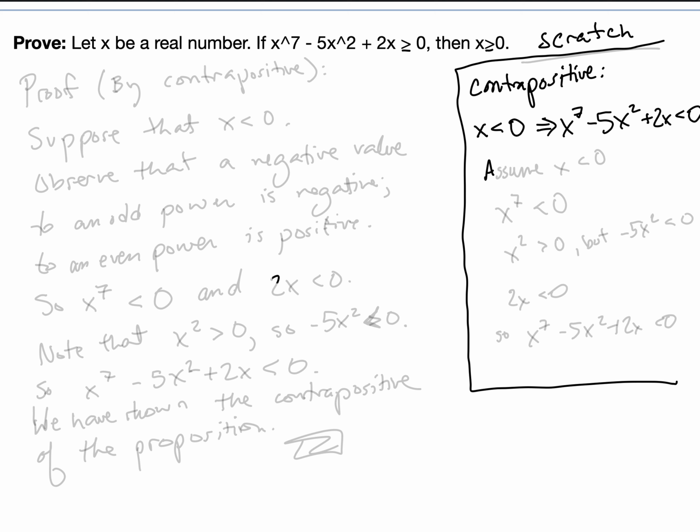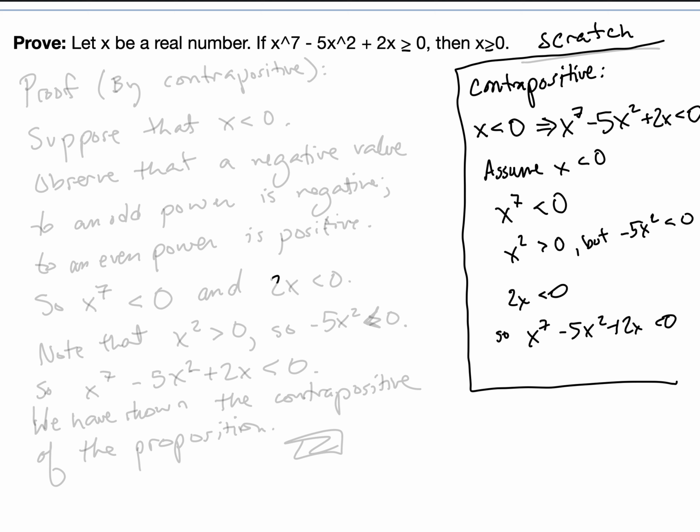So if we are assuming that x is less than 0, then what do we know about x to the 7th? So we have a negative number to an odd power, and we know that that is going to be less than 0. If we look at x squared, that's going to be greater than 0. It's a negative number to an even power, but negative 5x squared will be less than 0, negative times that. And 2x, 2 times the negative number, will also be less than 0. So when you add those negative quantities together, x to the 7th minus 5x squared plus 2x will be less than 0. Okay. So that's how our proof works. So now let's write it up.